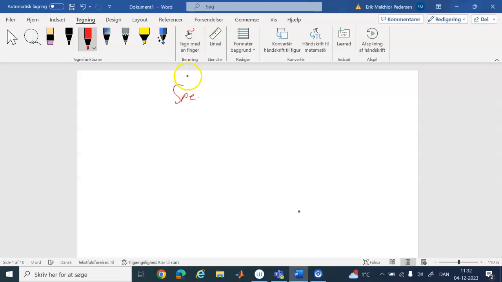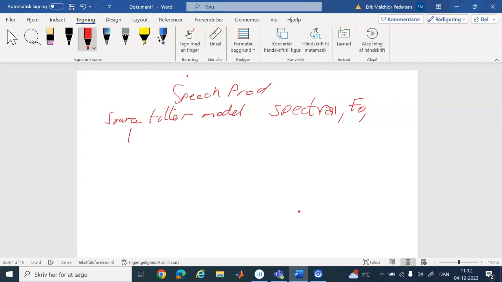Speech production. I will talk about the source filter model, about spectra, about F0, performance, F1 and F2, and vowel space, and consonants.